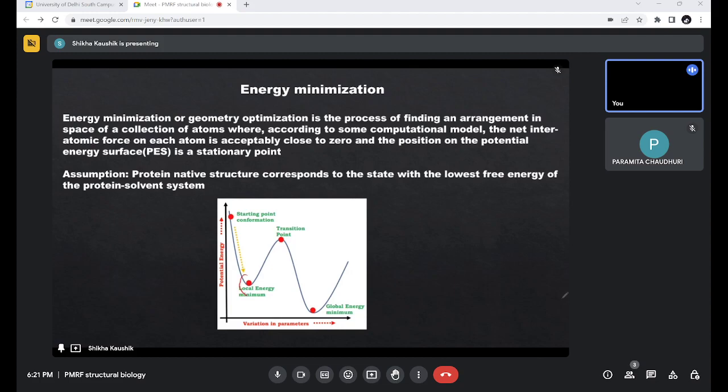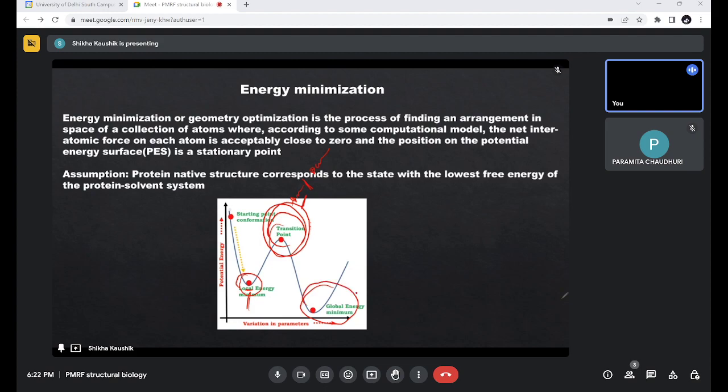This is basically a local energy minima. This is where we have a local energy. This is what we have as a transition point. And whenever you are doing your drug discovery, especially in your docking study, this transition point is very important. And then you have your global energy minima.